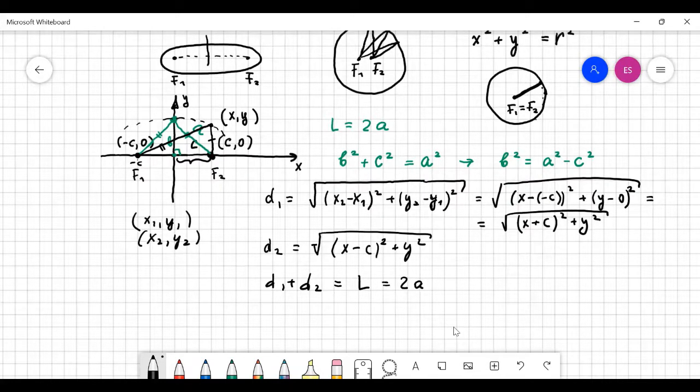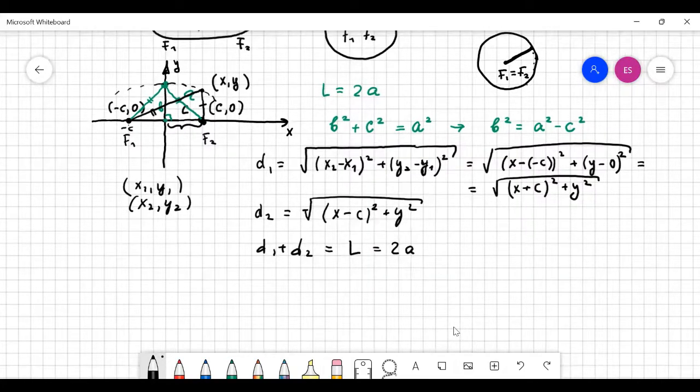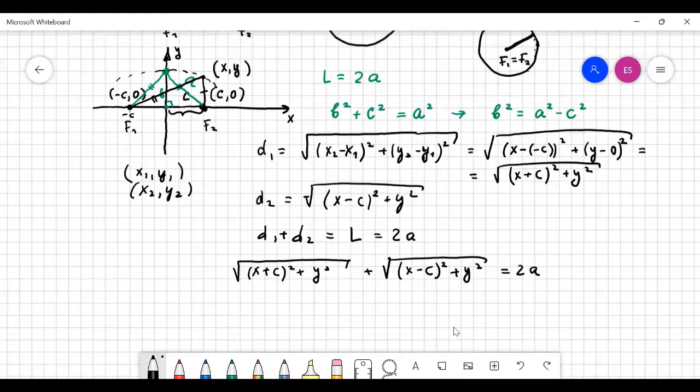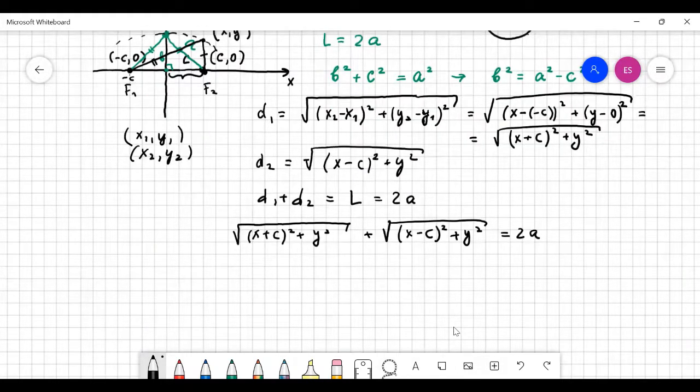And I set up this constant to equal a. So I'm going to combine these 2 square roots into one formula: the square root of x plus c squared plus y squared, number 1, plus the square root of x minus c squared plus y squared, number 2, equals a. Usually in an equation, I don't like to have square roots. So I'm going to move one of my expressions to the right side and square both sides. This way, I'm going to get rid of the first square root.